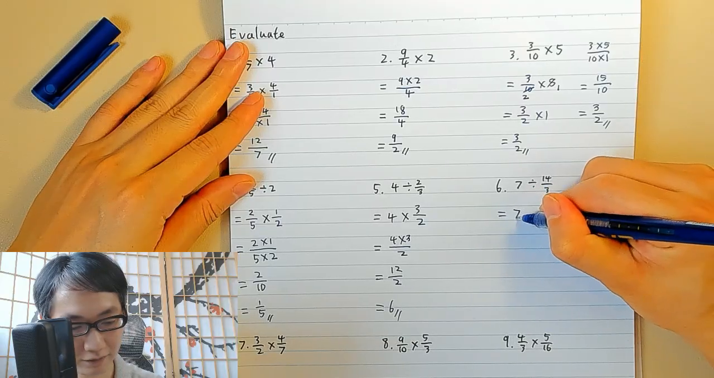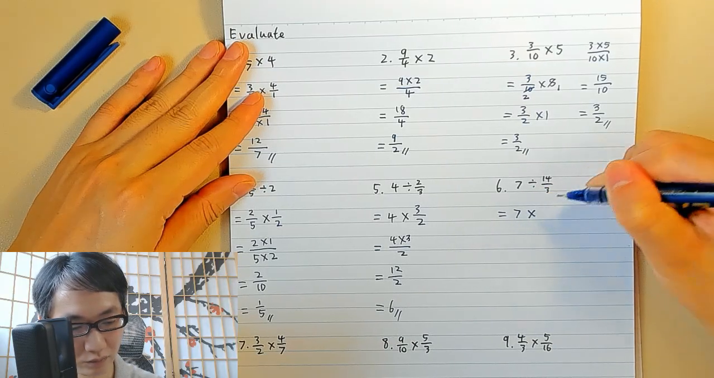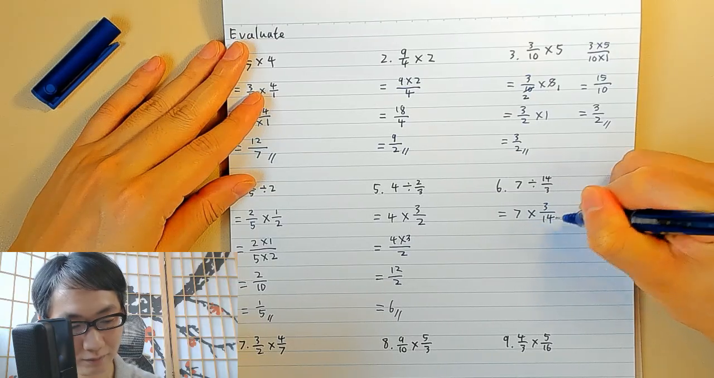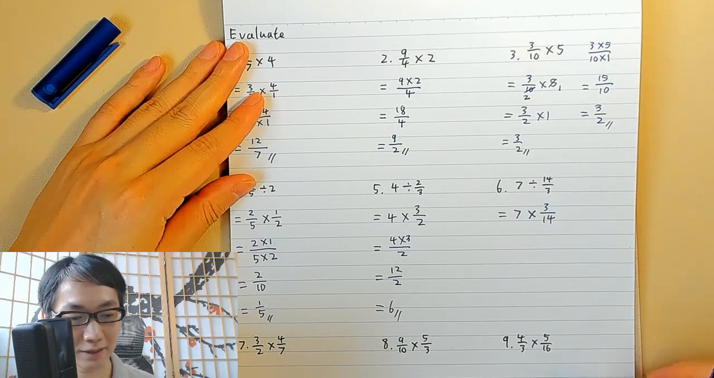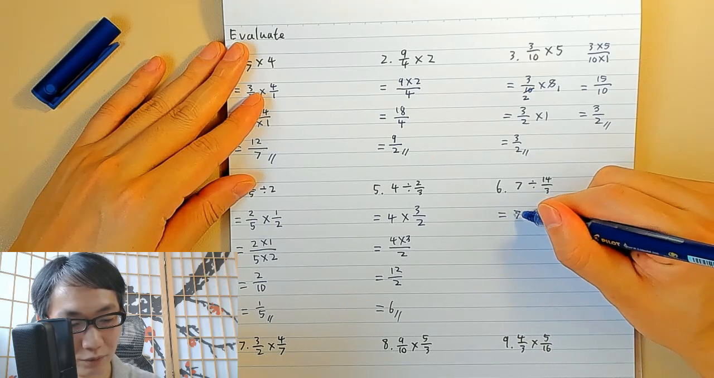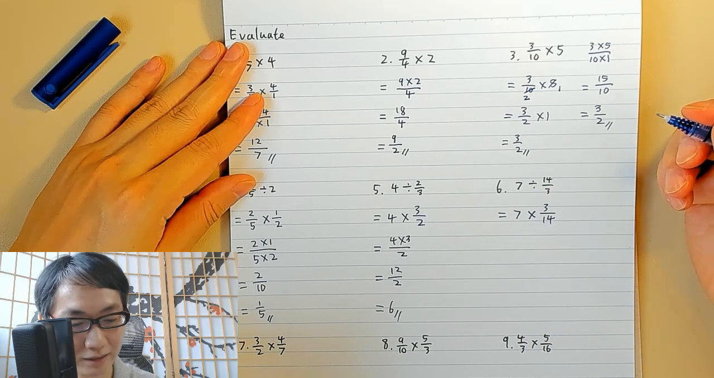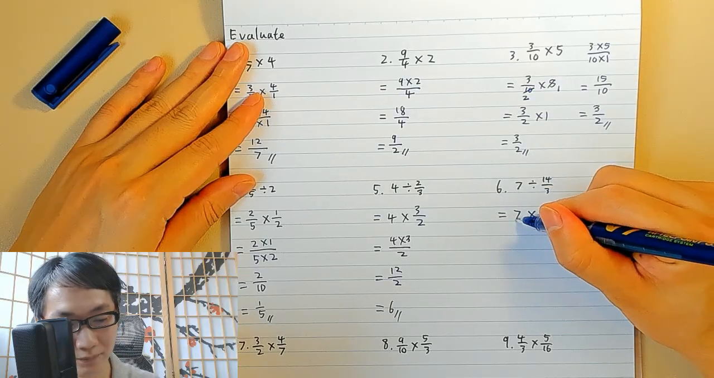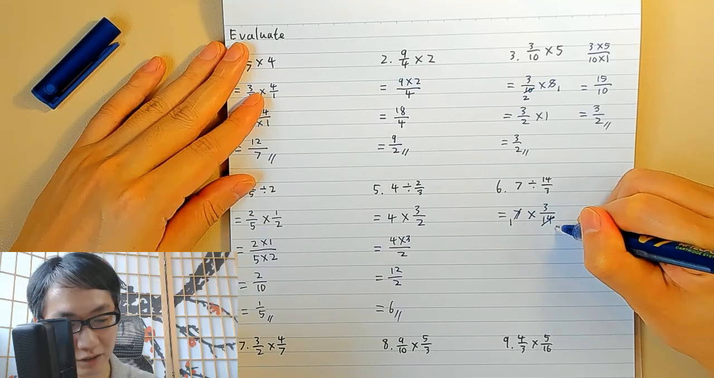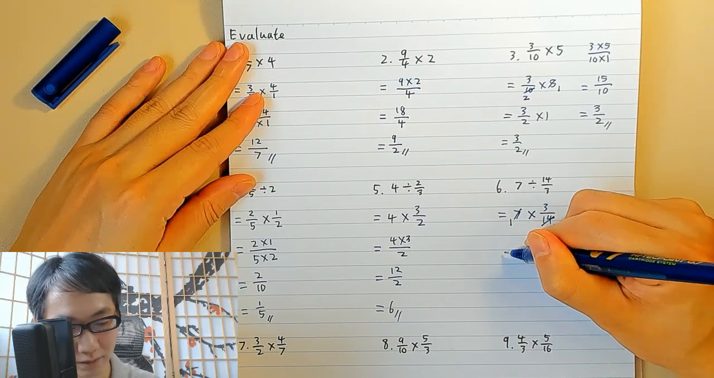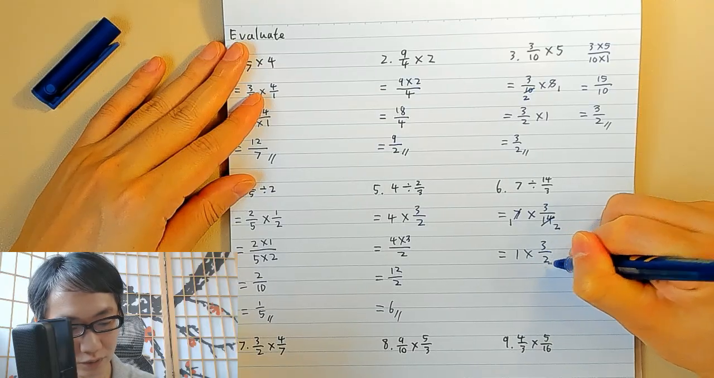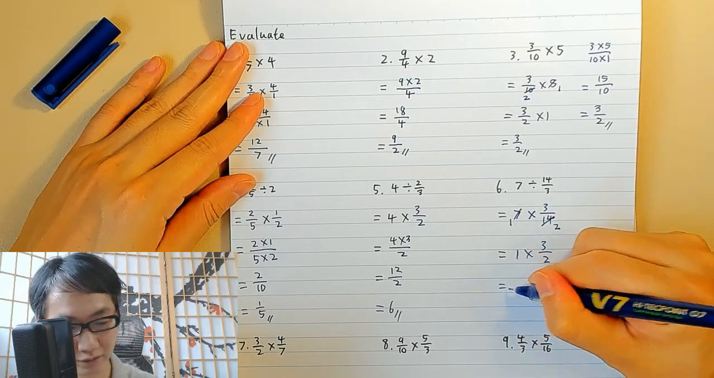And 7 over 8 multiplied by the inverse of this. Again, we can start simplifying at this step. Both 7 and 14 have a factor of 7. So 7 divided by 7 is 1, and 14 divided by 7 is 2. And we have 1 times 3 over 2. So this will be 3 over 2.